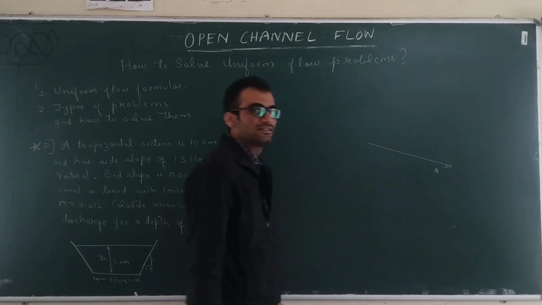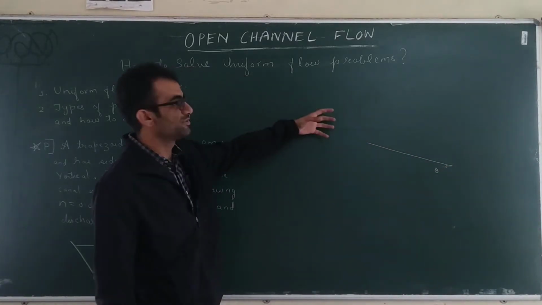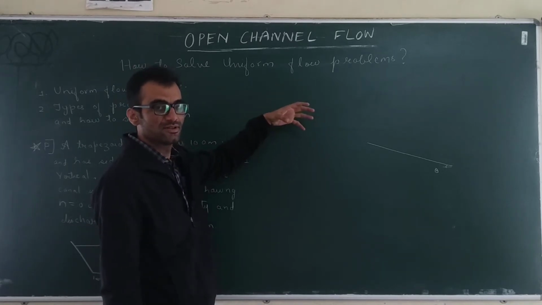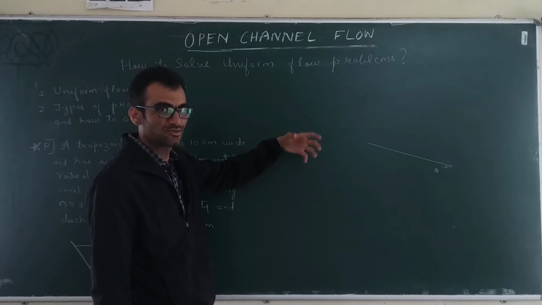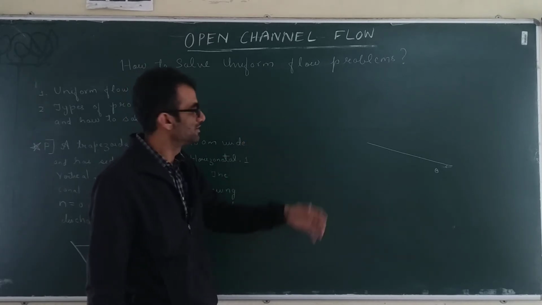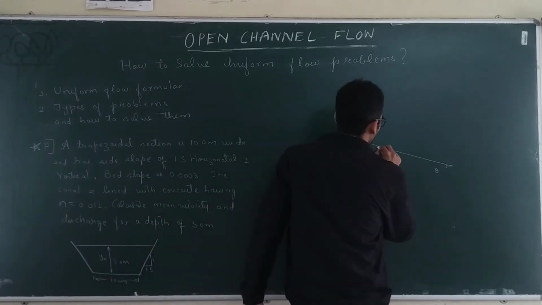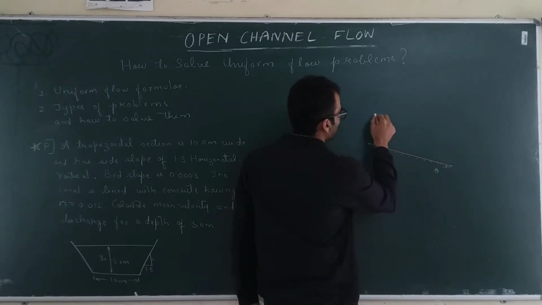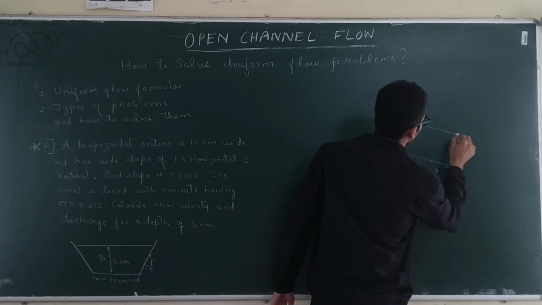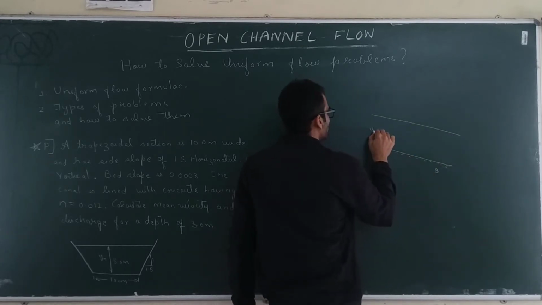We have seen that the meaning of uniform flow is flow becomes uniform. That means the depth, velocity, etc. do not change with respect to space. So if you have this flow, this is the channel bottom and flow is taking place like this. Okay, so this is supposed depth of flow.